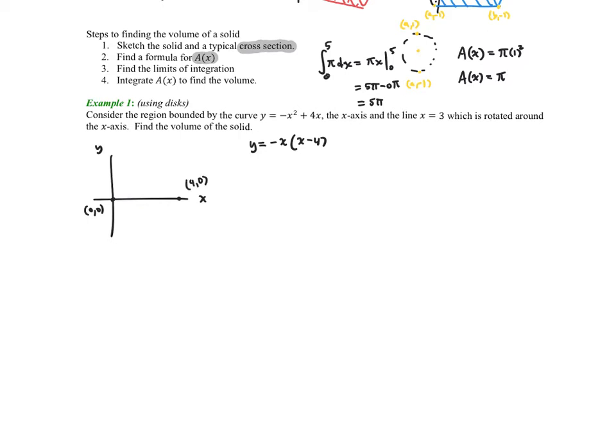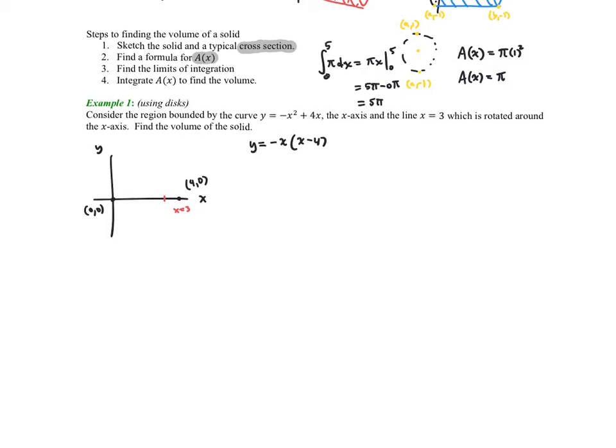Now I don't necessarily need that (4, 0), because I'm only bounded from x equals 0 out to x equals 3. So I'm bounded out to here. I'll put x equals 3 right there. Well, the curve itself would look kind of like this.